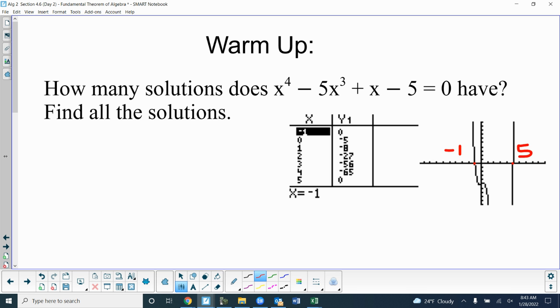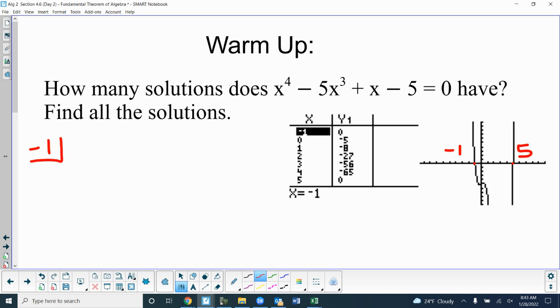left because why? How do I know there's four? The leading term has a degree of 4, right? That means there's going to be 4 zeros, and I only see two of them, so the other two are imaginary. Okay, so I have to do the synthetic. Everyone with me on that? Yeah. Okay.